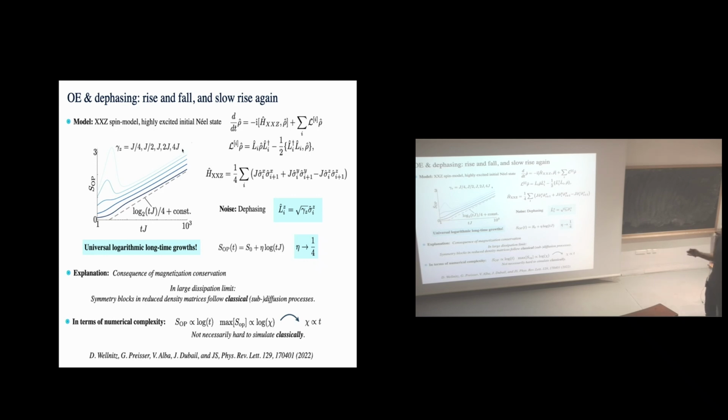So if you have no dissipation at all, this is just going to go linear. And just like in this Bose-Hubbard example, it's going to be hard to simulate.